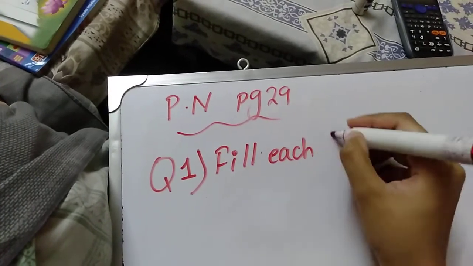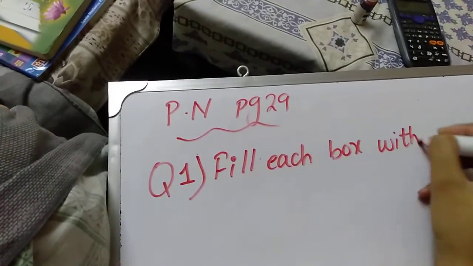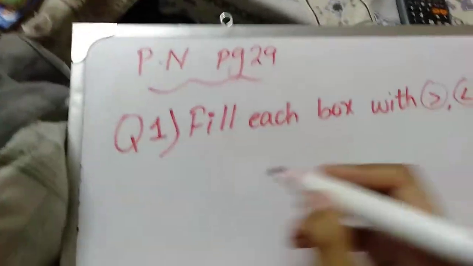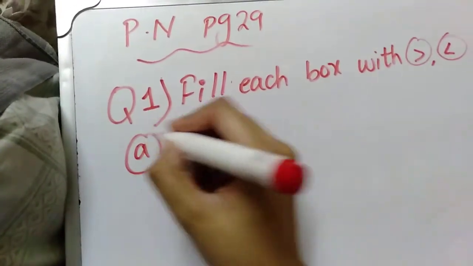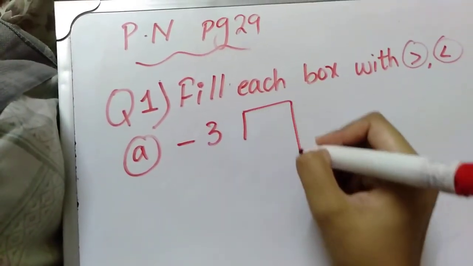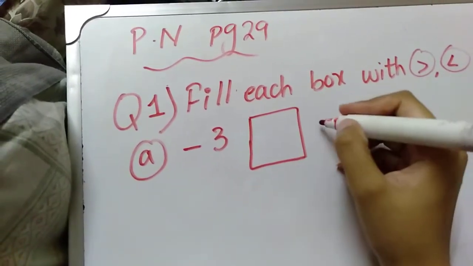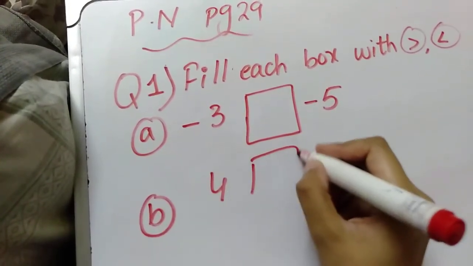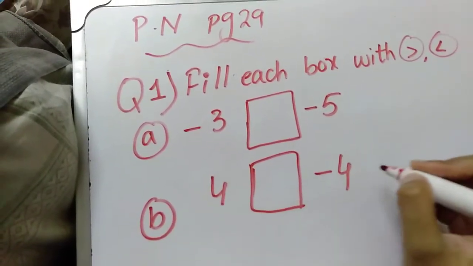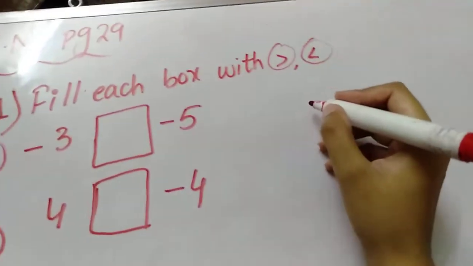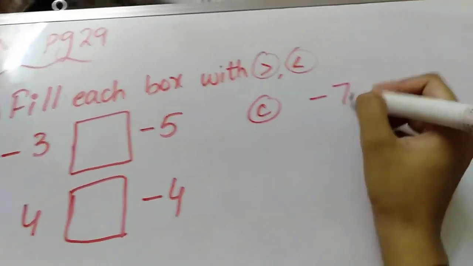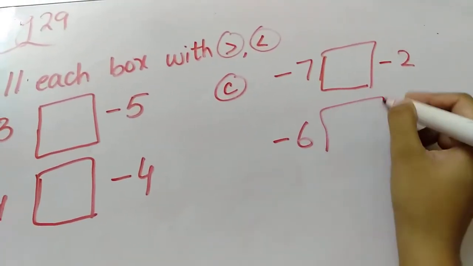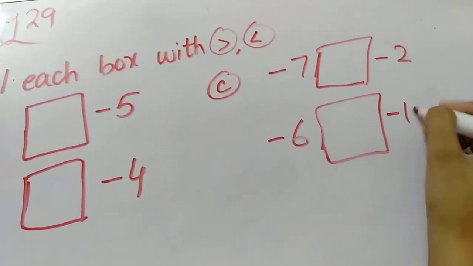Fill each box with greater or less than sign. This is the greater sign and this is the less than sign. Now part A: we have to choose whether -3 is less than -5 or greater. Part B is 4. We have to compare 4 with -4. C, we have to compare -7 with -2, and -6 with -100.